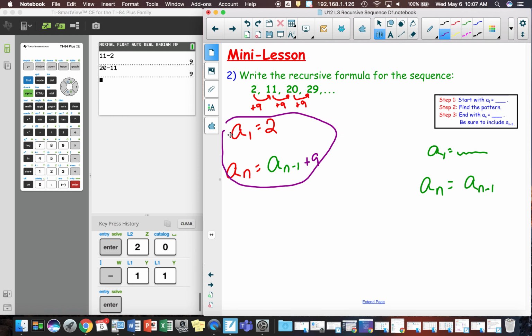You can check your work again just by making sure. You start with 2, and to find the next term, you add 9, which is 11, that works. 11 plus 9 is 20, that works. 20 plus 9 is 29, that works. So we found this rule based off of the sequence that is given here. Okay? Remember, you do need a sub 1, and you need a sub n equals a sub n minus 1, either plus something, or minus something, or multiplied by something. That's up to you to figure out. Alright, let's move on.